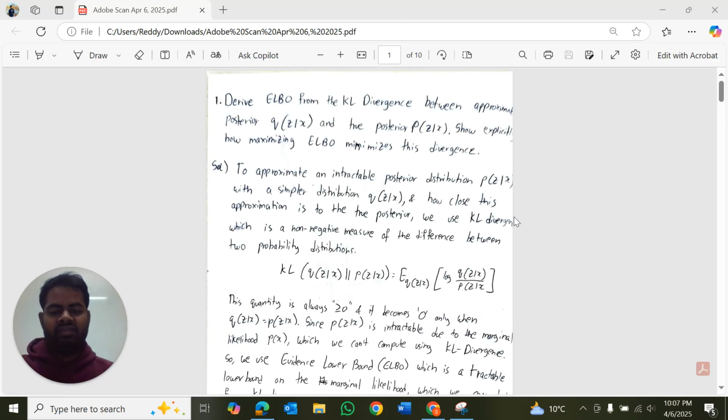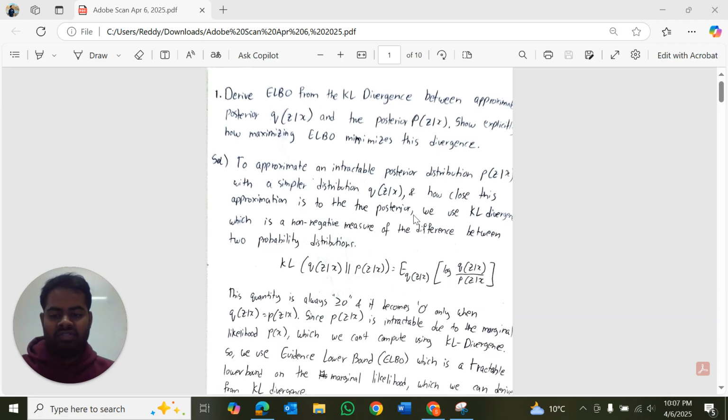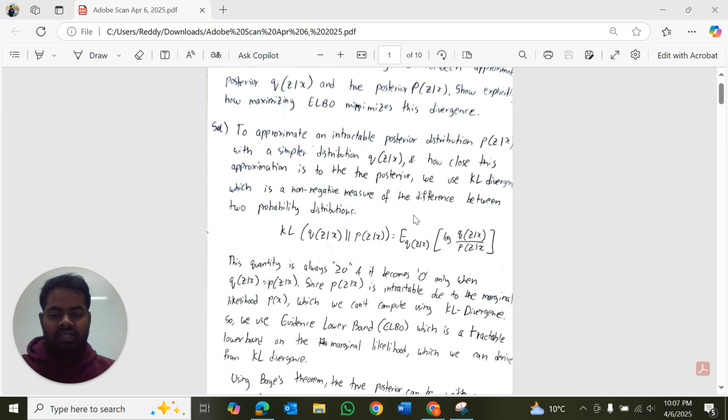Hello everyone. So today we will be diving into several important concepts in the field of variational inference, generative models and their challenges. So over here we can see that in variational inference we want to approximate the true posterior, which is often intractable, with a similar distribution q(z|x), and to measure how close our approximation is we use KL divergence, which is defined as the expected log difference between the q and p.